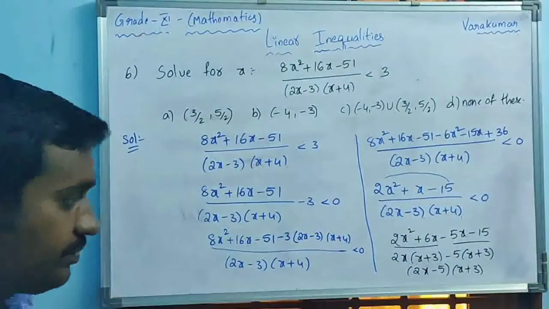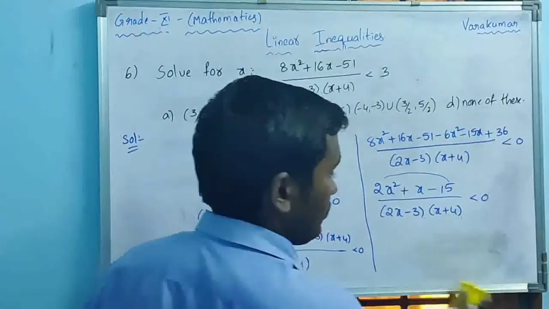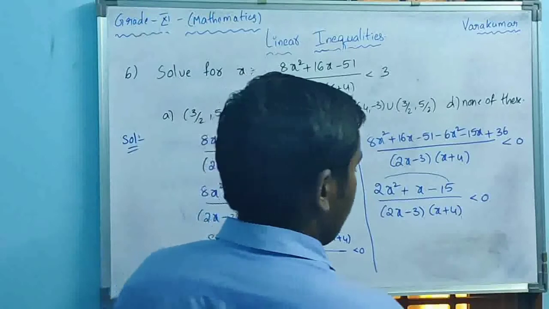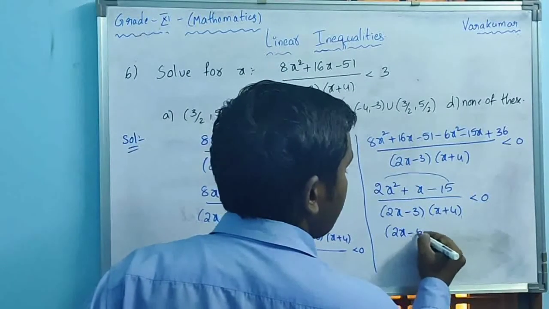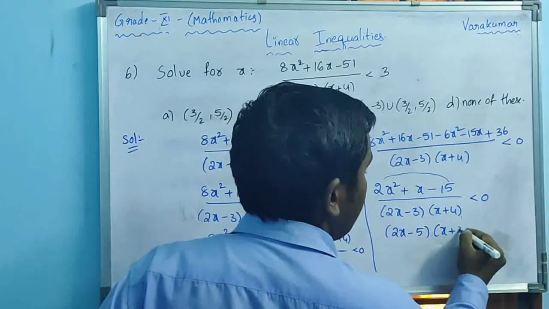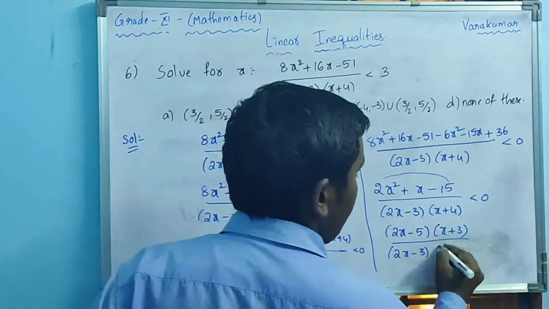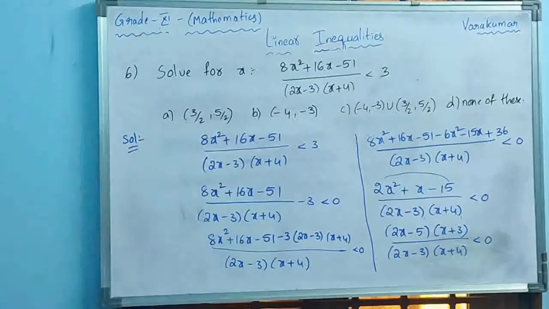Okay, then if you write that same thing, what are you going to get? 2x minus 5 into x plus 3 divided by 2x minus 3 into x plus 4, less than 0. See, almost the solution is going to complete. So now we have to see what is going to happen for this.